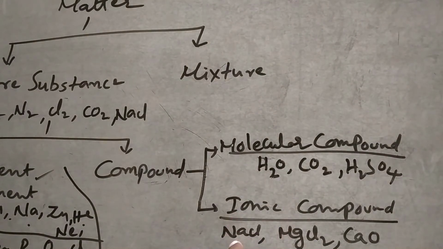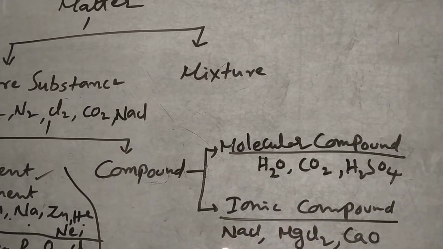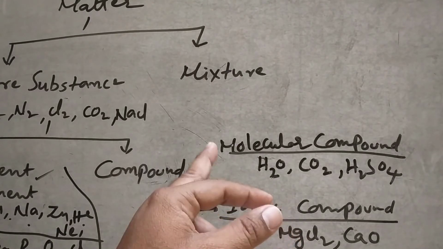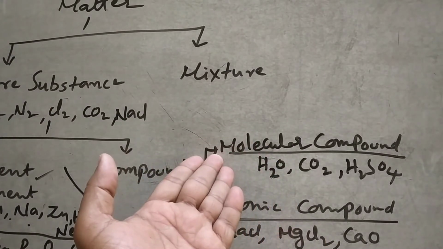Ionic means these are metals. You see, in molecular compounds two non-metals are combining. Here, one is a metal and the other is a non-metal, and they are combining. That is the difference between these two. If two non-metals are combining, then we can call it a molecular compound.